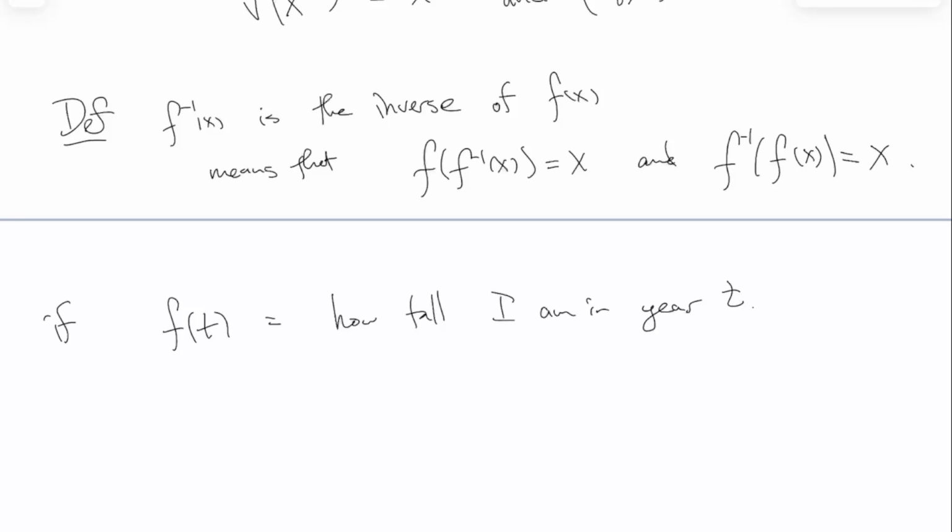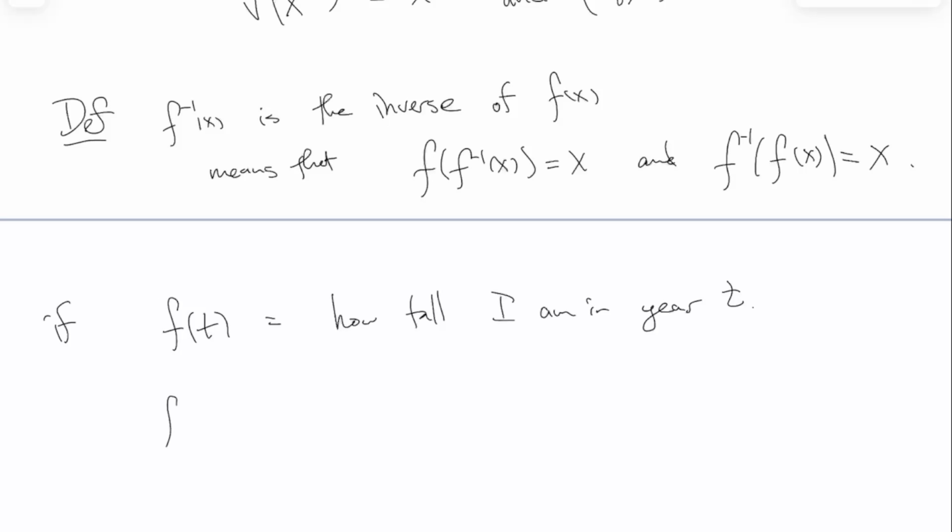How tall I am in year t. Can anyone explain in words, what does the inverse function of this represent? So this function is, I give you a t, which is like a time, and then the answer is a height. The inverse should be the other way around. Can anyone explain in words what that would represent? Yeah? Like if you have a height, it tells you how old you are? Yes, this is the other way around. If somebody tells you the height, the inverse will tell you what year it is, or how old you are, or however you want to say that.